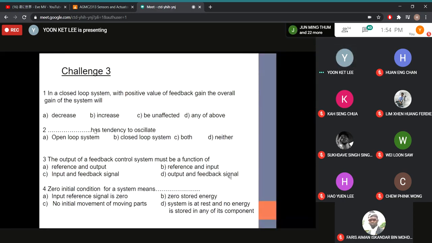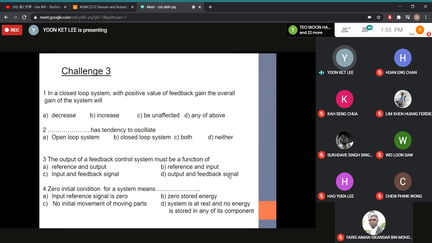So next, which system has a tendency to oscillate? Open loop system, closed loop system, both or neither? Closed loop system. Why will the closed loop system oscillate? Because it gives feedback. Because of the error signal. Sometimes your feedback is overshoot or undershoot. That's why you need to keep controlling the signal all the while.